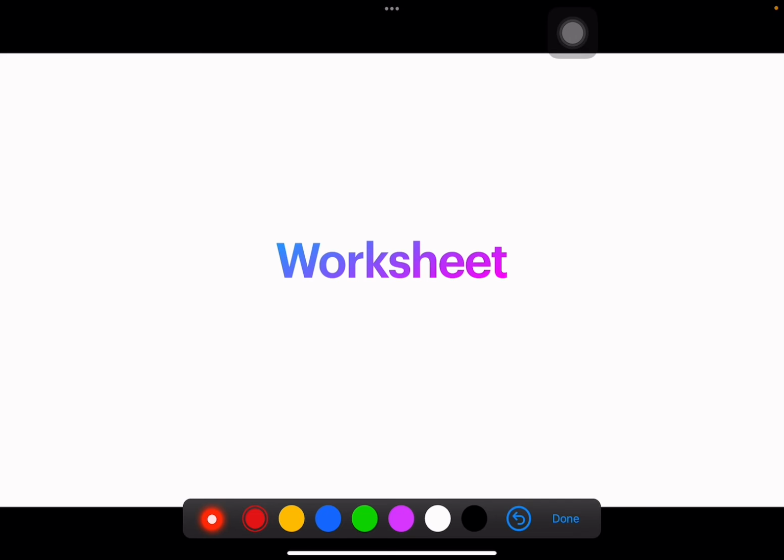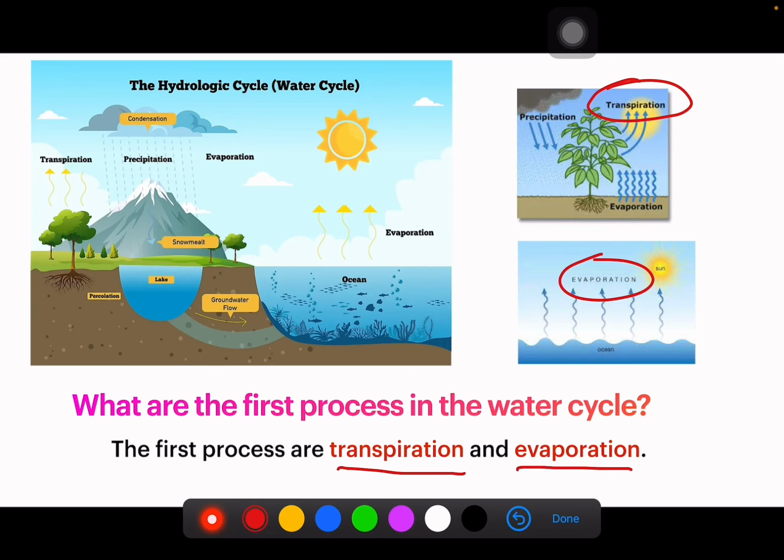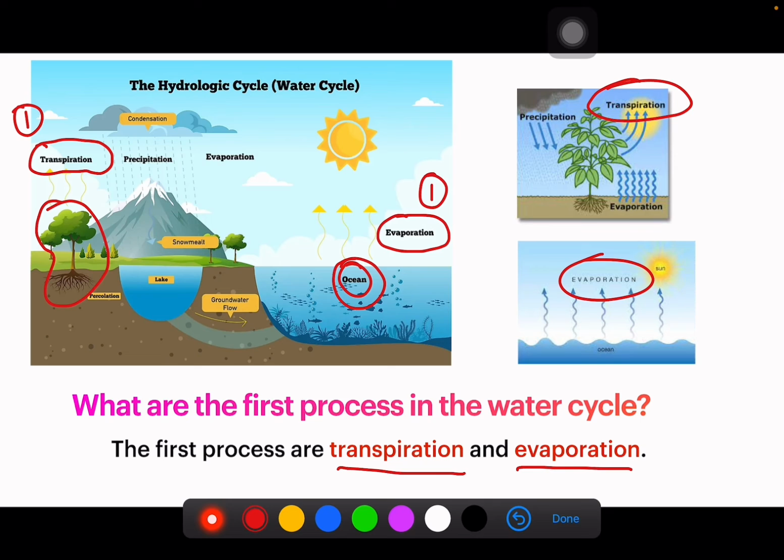Let's try to answer your worksheet. What is the first process in the water cycle? It's transpiration and evaporation. This happens in both areas, such as ocean and plants. In the plant, there is transpiration. This is number 1. And also in the ocean, we also have evaporation. This is the first process in the water cycle.